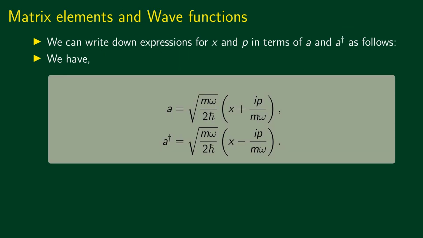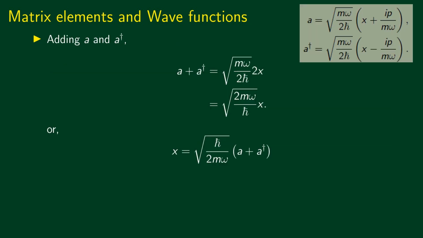Let's now move on to the next part where we shall calculate certain matrix elements and wave functions. Just for quick reference, we have a equal to square root of m omega divided by 2 h bar times x plus ip by m omega, where x and p are the position and momentum operators respectively. And a dagger is equal to square root of m omega divided by 2 h bar times x minus ip divided by m omega. It's going to be useful to write x and p in terms of a and a dagger.